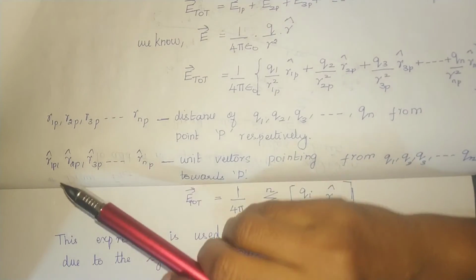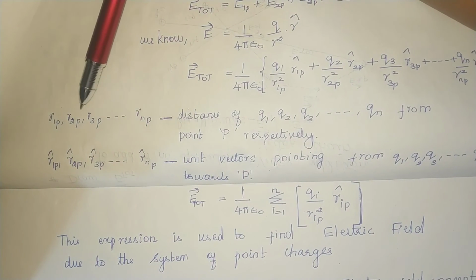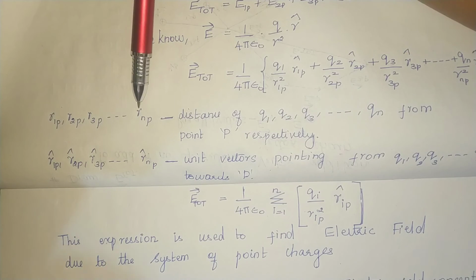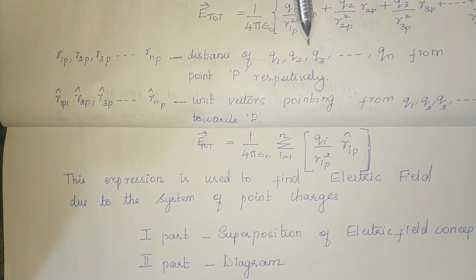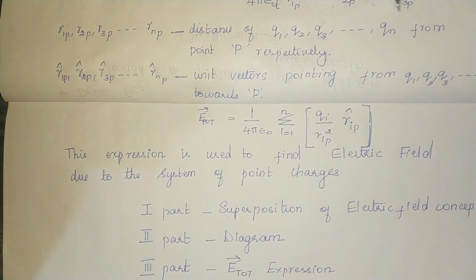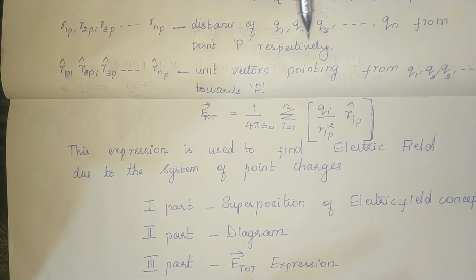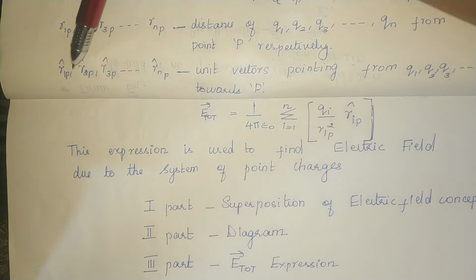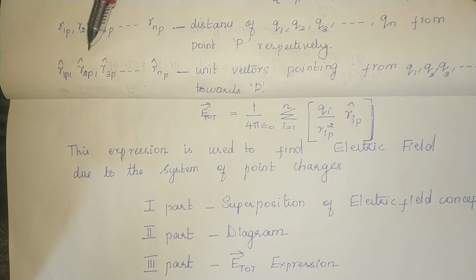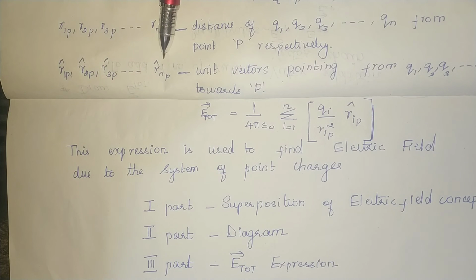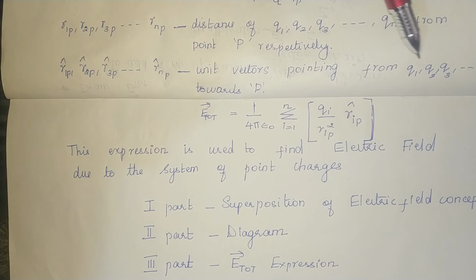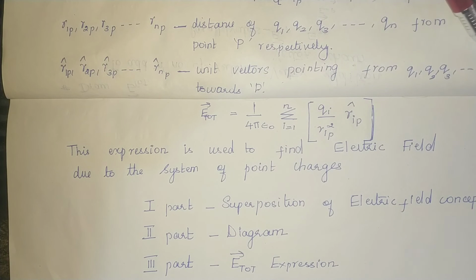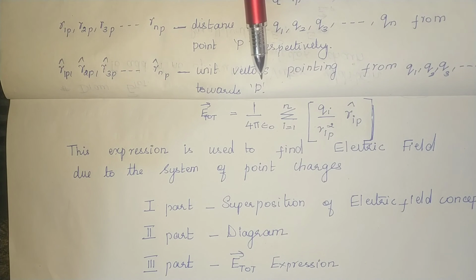Okay. Now we know that R1P, R2P, R3P and so on up to RnP are the distances of Q1, Q2, Q3 and so on up to Qn from point P respectively. And R1P unit, R2P unit, R3P unit and so on up to RnP unit are the unit vectors pointing from Q1, Q2, Q3 and so on up to Qn towards P.